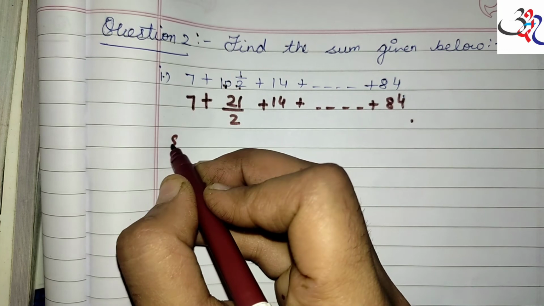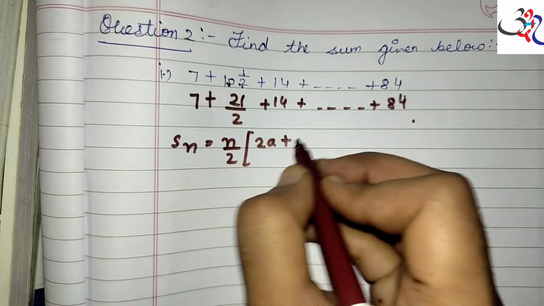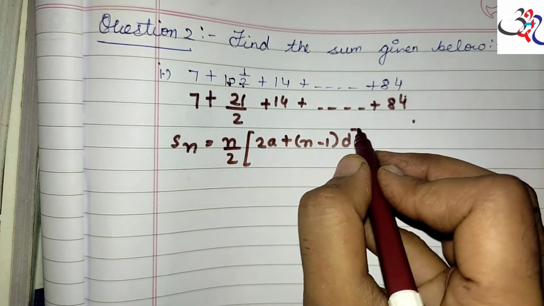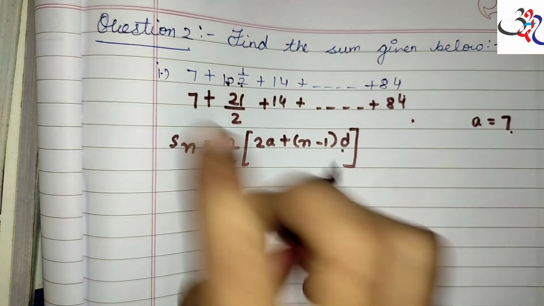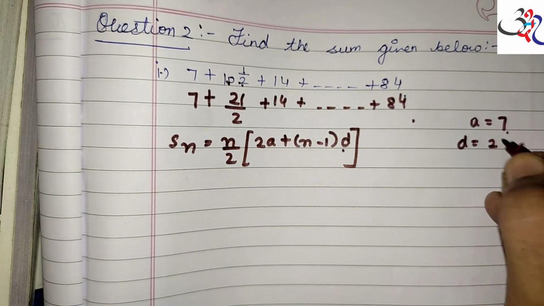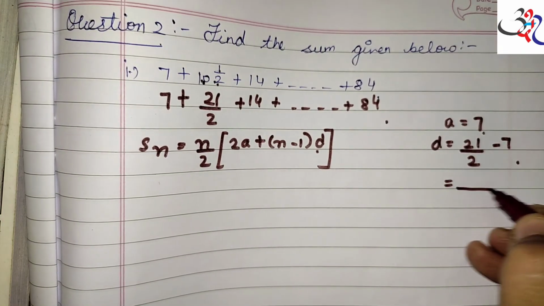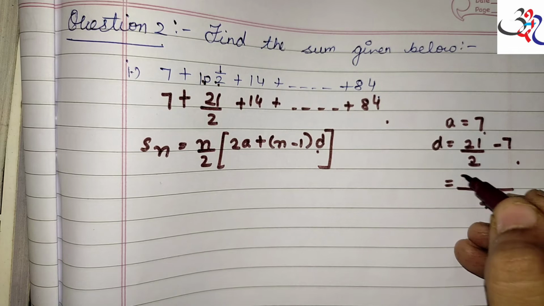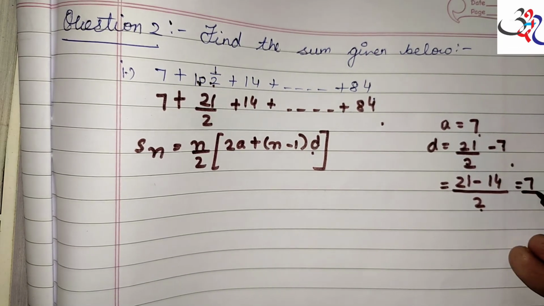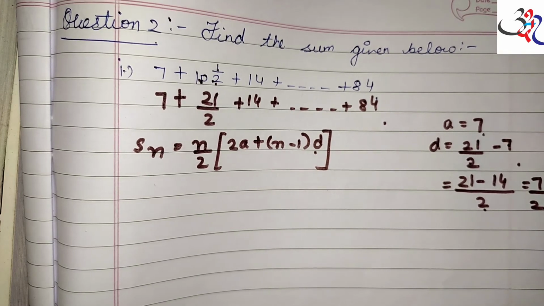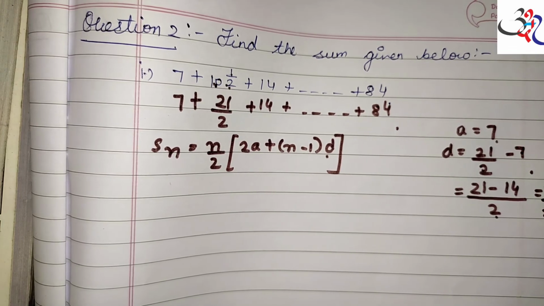So to find out the sum, we need 3 things: the value of n, the value of a, and the value of d. So we can easily find out that a is equal to 7 and d is equal to what? D is equal to 21 by 2 minus 7. So if I take LCM as 2, it will be 21 minus 14, which is equal to 7 by 2. Okay, but now I do not know the value of n. So how can I find out the value of n?